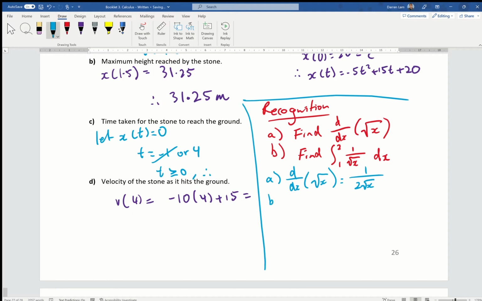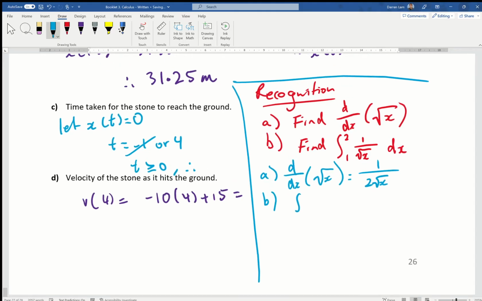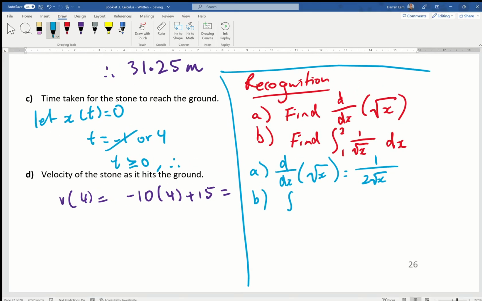Now for part B, if that's true, then the integral of 1 over 2 root x dx equals root x plus c. Correct? I'm just going backwards. If I differentiated it, now if I anti-differentiate it again, it's just going to give me the original value, of course, plus c. Any questions about that process? That's very key in this step.